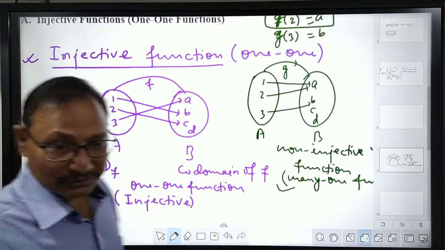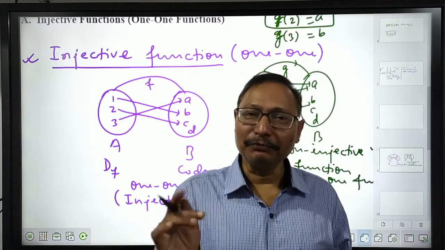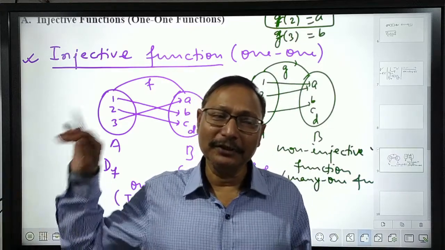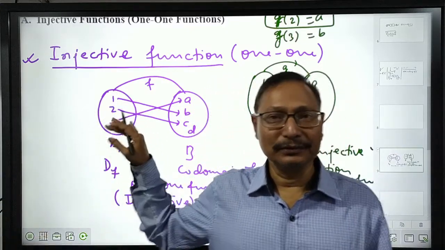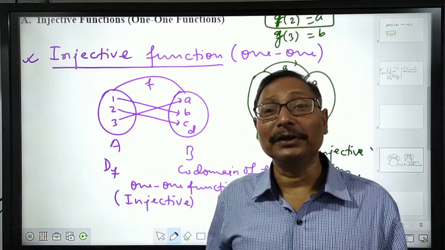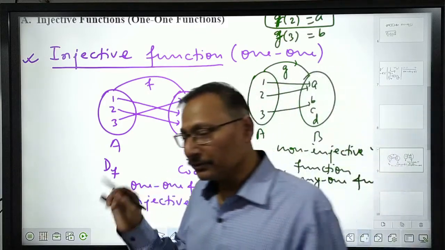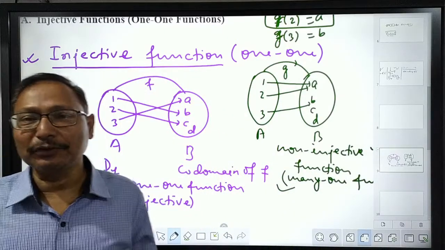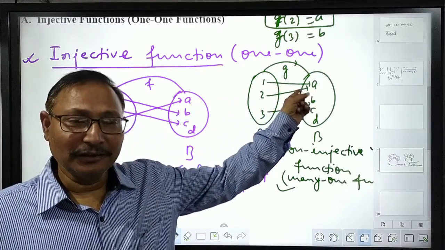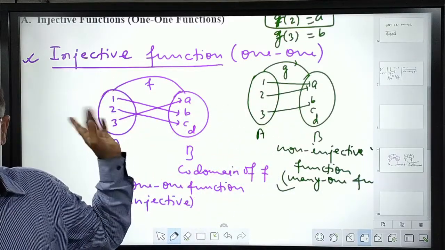An injective function means that there must be one-to-one correspondence. Each element of the domain must be paired uniquely, as we know, for being a function. But no two different elements of the domain should be paired with one element, as is done here. If it is done, then it is called a non-injective function, otherwise it will be an injective function.